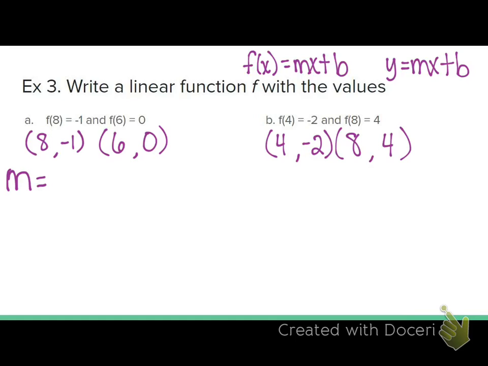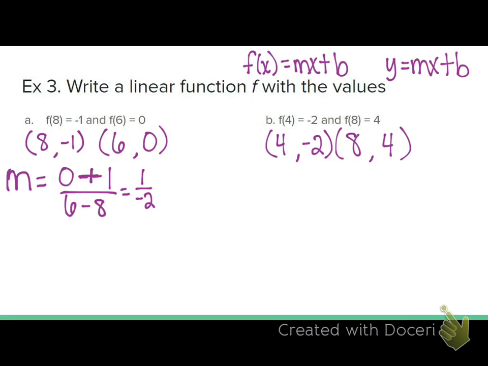On 3A, to find our slope, what are we doing in the numerator? y2 minus y1. What's going in there? 0 plus 1. Good. 0 minus a negative 1, so it becomes 0 plus 1. And then in the denominator, we would have 6 minus 8. Okay, so we've got our slope.